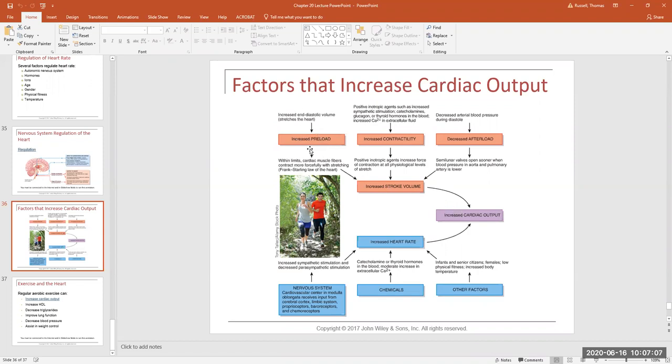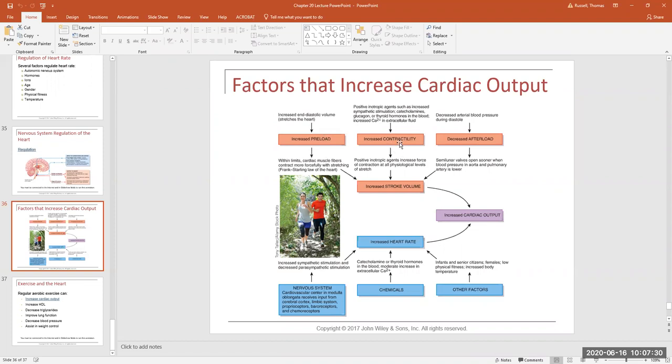So this is a big one. This one is the one that happens very quickly in our body, along with contractility, with the positive and negative inotropes as well. But these two up here are the ones that will definitely control our stroke volume to control cardiac output. All right, and I'm going to talk about how we increase this EDV in a second.